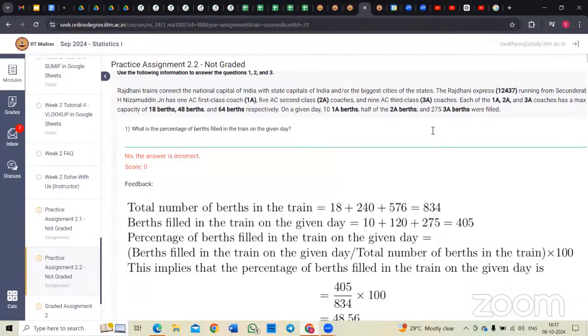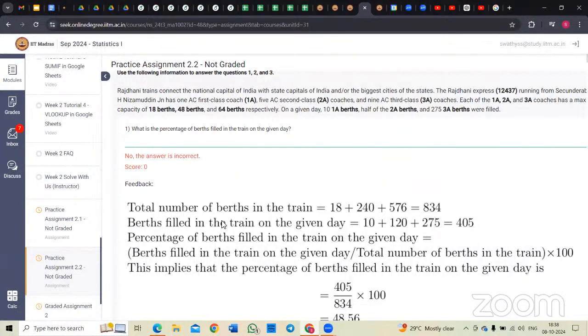Yes, ma'am. How do you know that there are 5 coaches in second AC? It is written here: 5 AC second class coaches are there. Okay. Similarly, in third class, there are 9 coaches. For one coach, there are 64. So in total, for 9, there will be 9 into 64, which is 576. Fine. So the total will be 834 berths.